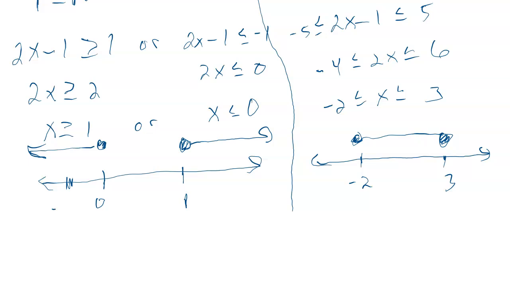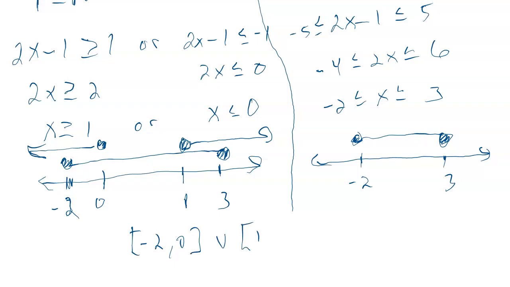So I'm going to say this is negative 2 out here. And I'm going to say this is 3. And so, negative 2 and 3. So our other graph looks like this. I just superimposed them on the same graph. And we want the part that overlaps. Well, they overlap from negative 2 to 0, union 1 to 3.